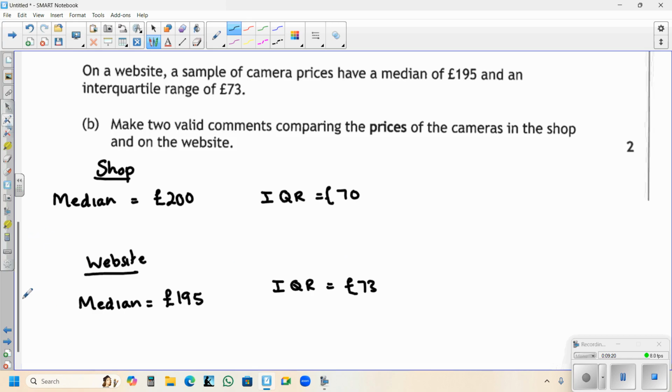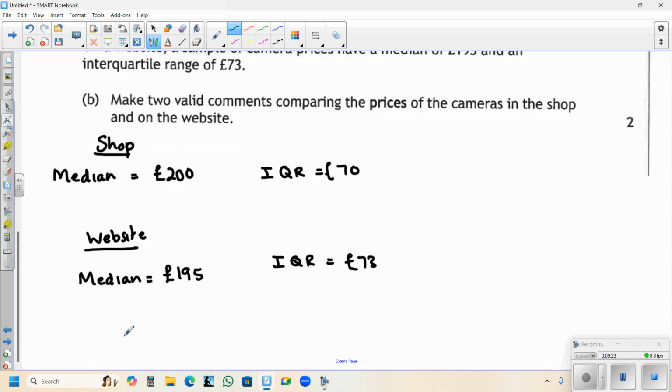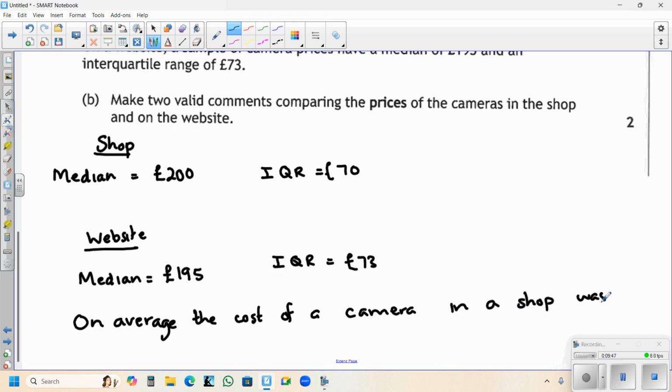So we're going to start off for the median. We're going to say that basically, on average, and we've got to say what we're talking about, so on average, the cost of a camera in a shop was more expensive. It doesn't matter what way around you say it, you could have said on the website it was cheaper, but you always start off on average, and you've got to write down what this is about.